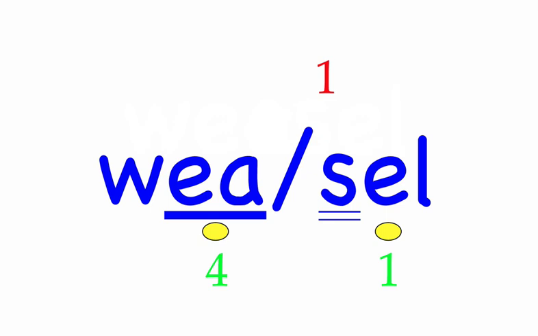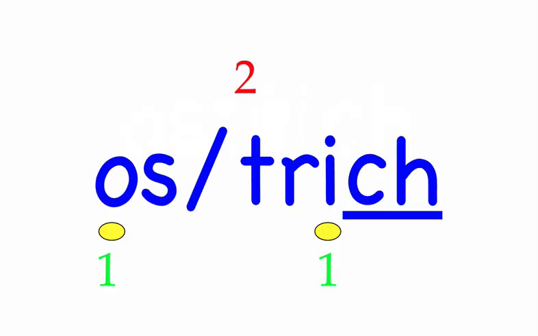Ostrich. The ostrich is a very unusual looking animal. Ostrich. Os, two sounds: ah, s. Trich, four sounds: t, r, i, ch. Ostrich. Mark the word.